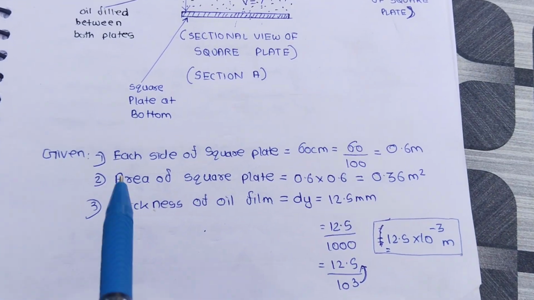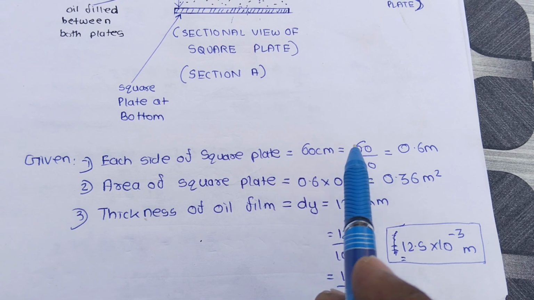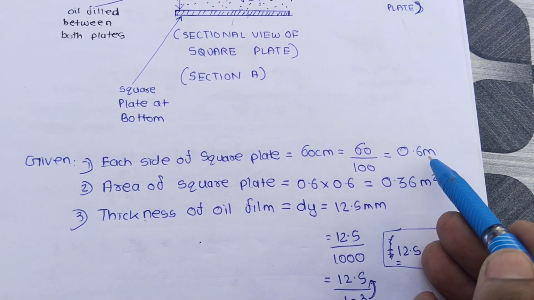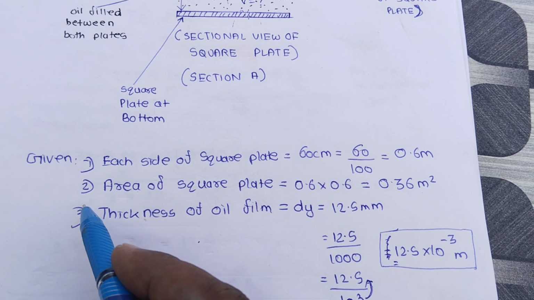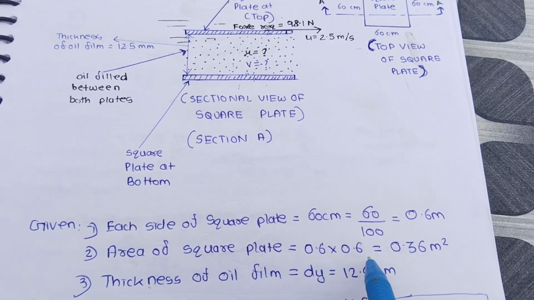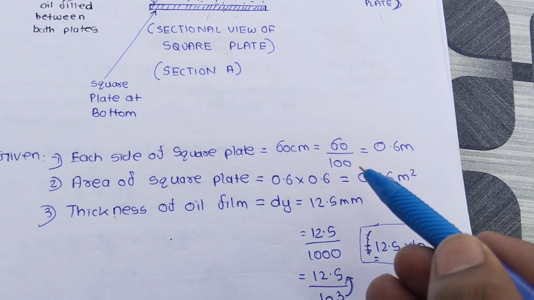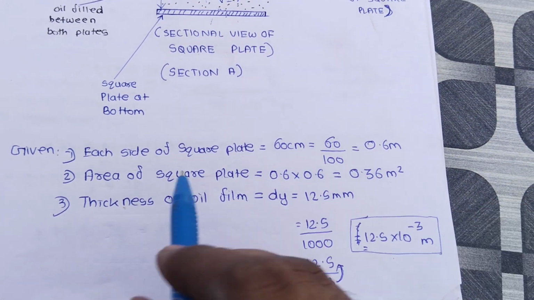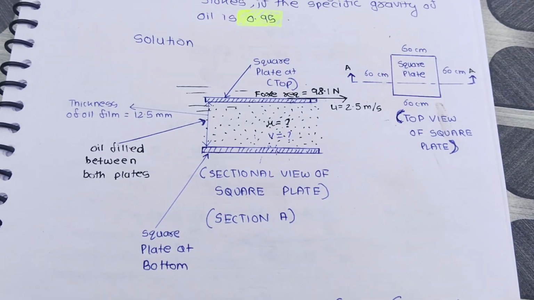So now what is given in the question? One, each side of the square plate is 60 centimeter. First we have to convert it into meter, so we divide by 100, giving 0.6 meter. Second, the area of the square plate is 0.6 by 0.6, as given in the diagram. We get the area as 0.36 meter square. Thickness of the oil film dy is 12.5 mm.